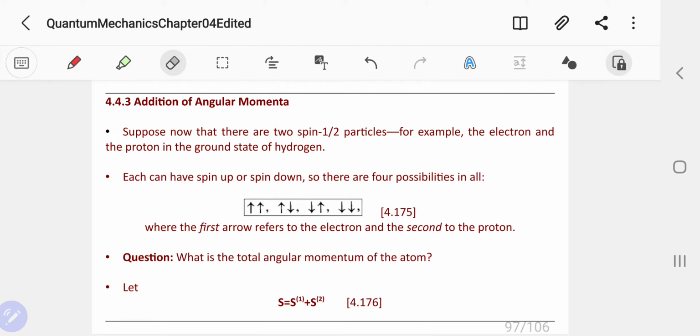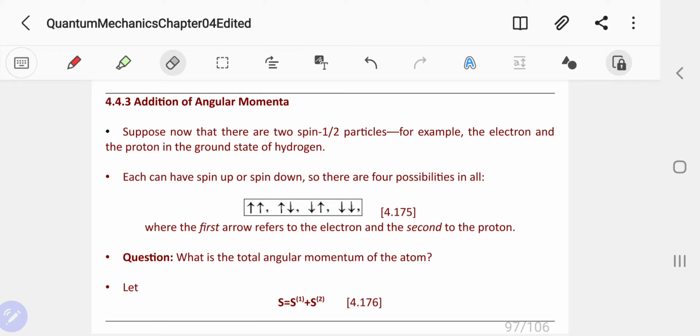Suppose now that there are two spin 1/2 particles, for example, an electron and a proton in a ground state of the hydrogen. You have a system where there are two fermions. By the way, fermions are spin 1/2 particles. So you have an electron and a proton. The electron could possess spin up, and the proton could also possess spin up at the same time. The electron could also possess spin down, and at the same time the proton could also possess spin down, or they would have different spins. One is up and one is down.